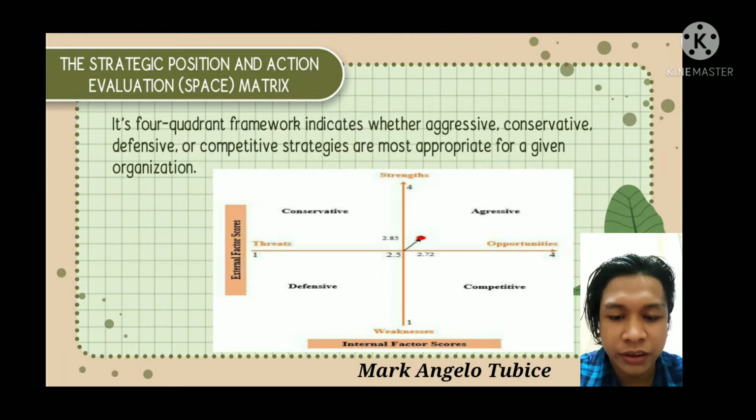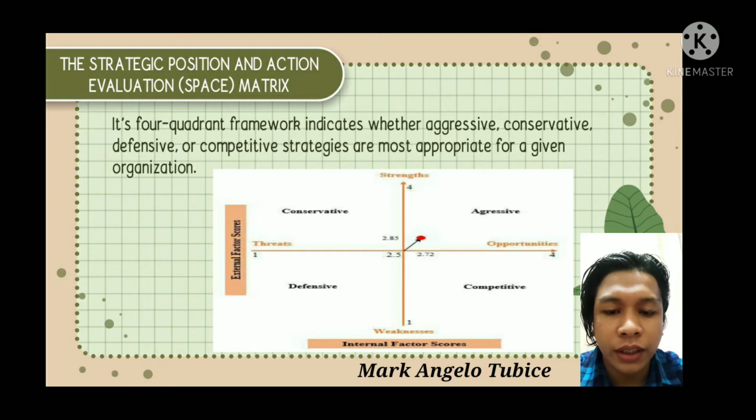Strategic Position and Action Evaluation Space Matrix. Its 4-quadrant framework indicates whether aggressive, conservative, defensive, or competitive strategies are most appropriate for a given organization. Using the Strategic Position and Action Evaluation Matrix method, we find the strategic position posture of an organization. We have analyzed 4 dimensions in this method. 2 contribute to the internal dimension and the other 2 to the external dimension.